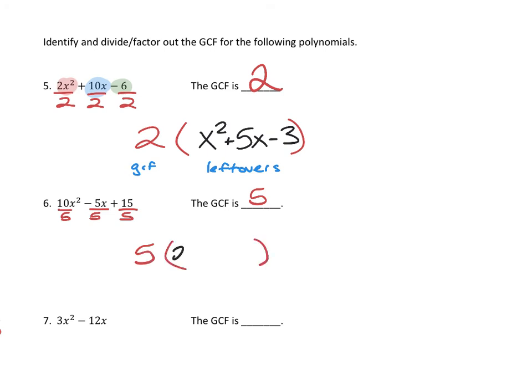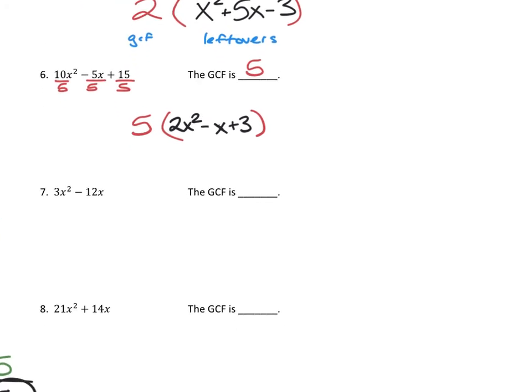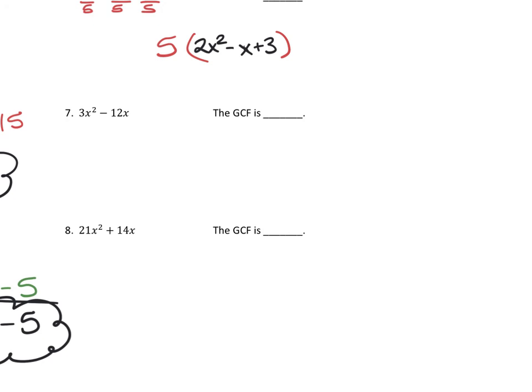10x squared divided by 5 is 2x squared, negative 5x divided by 5 is negative 1x, and 15 divided by 5 is positive 3. Now, if you were looking for this answer choice on a test, remember that the 1 would be invisible, and it would just say minus x. We've got our GCF and our leftovers after we did division or factored out the GCF.